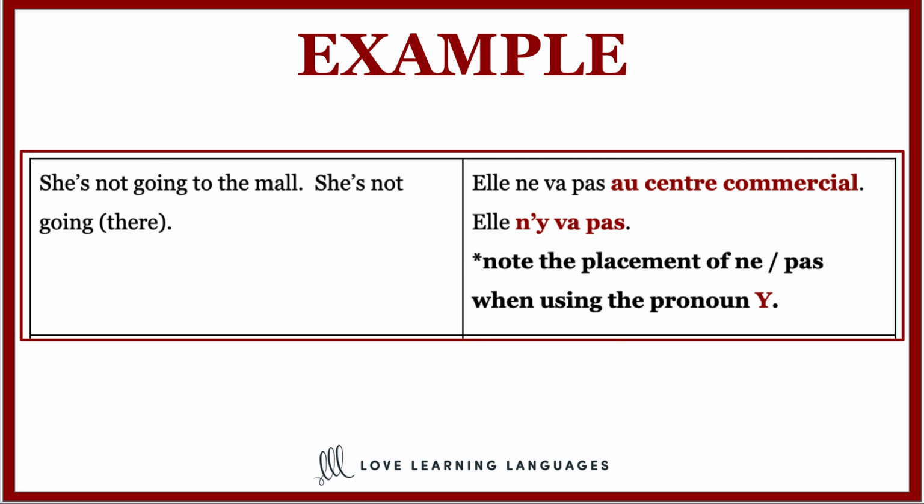So you have to note the placement when you have negation in your sentence. All right? Your y is still going to come before the verb, but your ne pas go all the way around the pronoun and the verb, kind of like a sandwich, all right? So here's your next example.